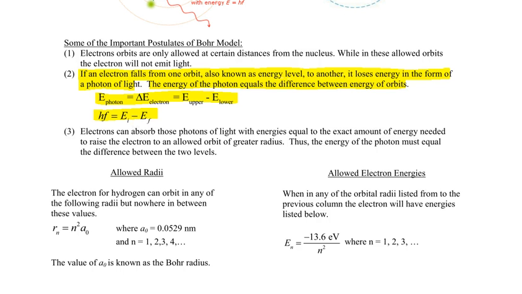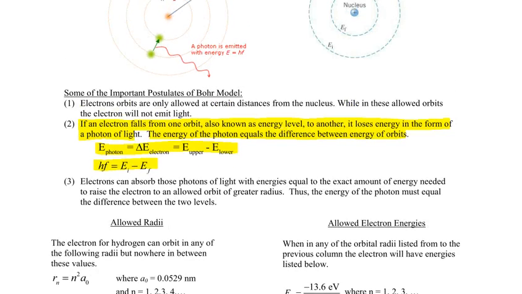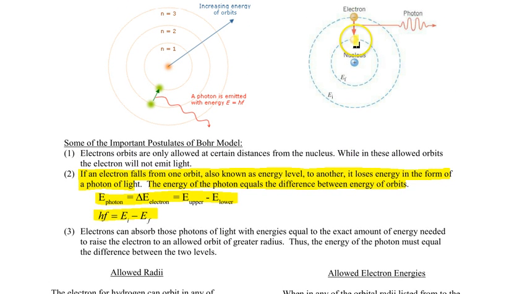Now, the absorption of a photon is just the reverse. If a photon came in with just the right amount of energy to an electron, we could pop up this electron to a higher energy level. So again, electrons can absorb photons of light with energy that is exactly equal to that right amount of energy to raise the electron from a lower energy level to a higher energy level.